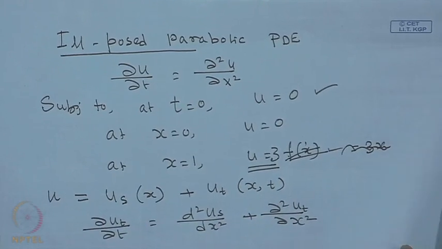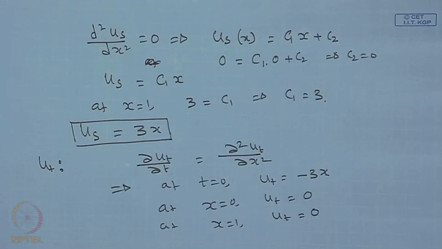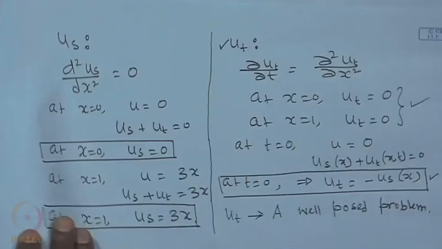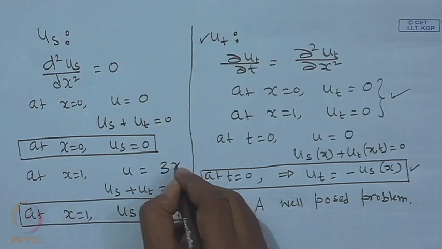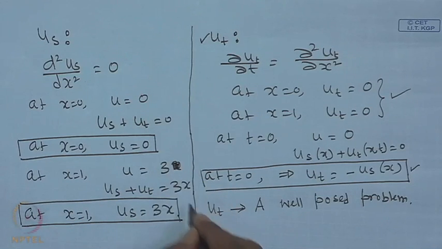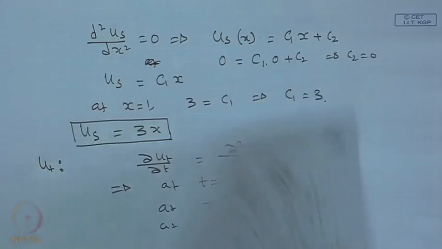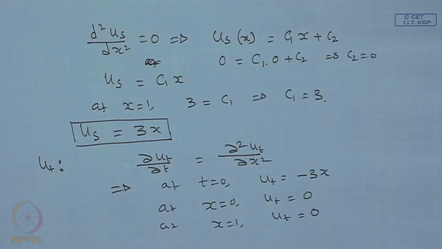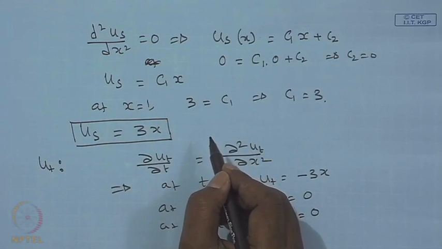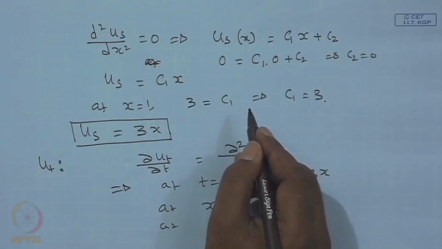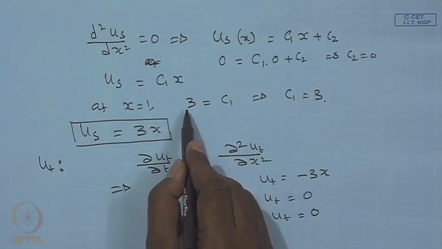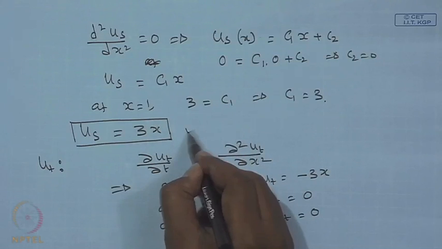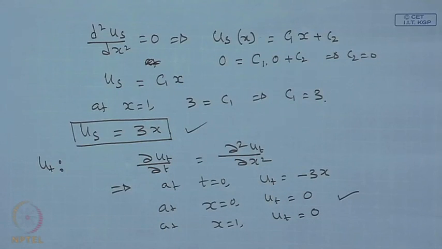So, the next case, whenever we are formulating the governing equation of u_s and u_t, at x is equal to 1, u should be 3, and whenever we are getting the solution of the space varying part, it is okay. So, u_s is equal to 3 at x is equal to 1. So, this is fine. So, the rest of the solution is all right.